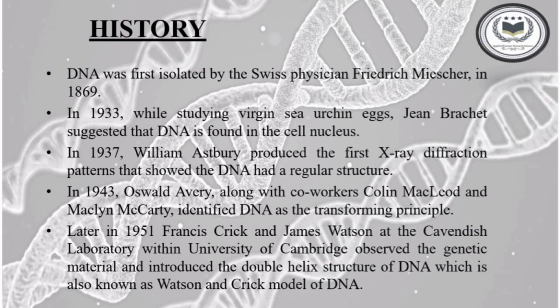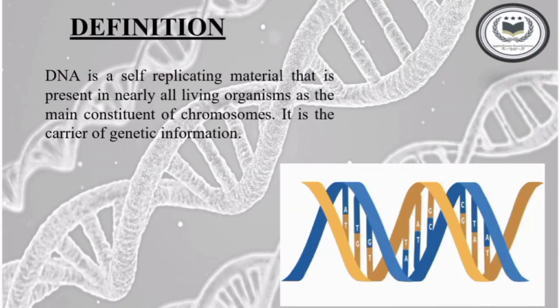Then it was the time for the discovery of double helix structure of DNA, which was given by Francis Crick and James Watson in 1951 within the University of Cambridge at the Cavendish Laboratory, and they observed the genetic material DNA and introduced it in the form of double helix structure. Also, it is known as Watson and Crick model of DNA. As we have discussed in the introduction, DNA is also known as a genetic material, and according to the history, Watson and Crick gave the double helix structure of DNA.